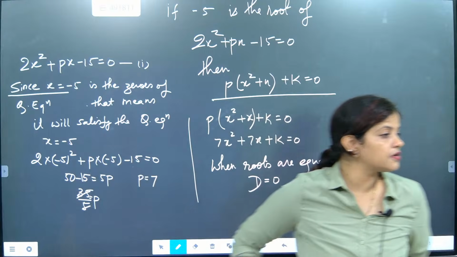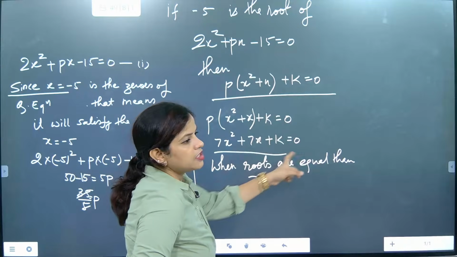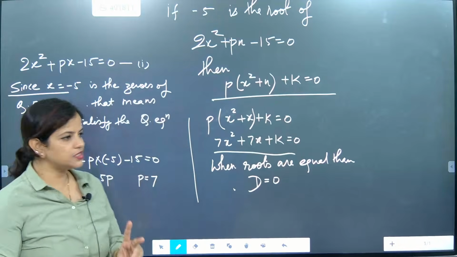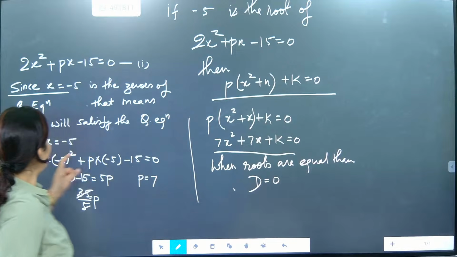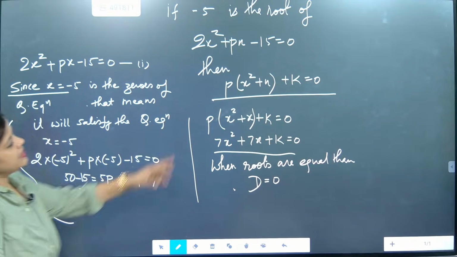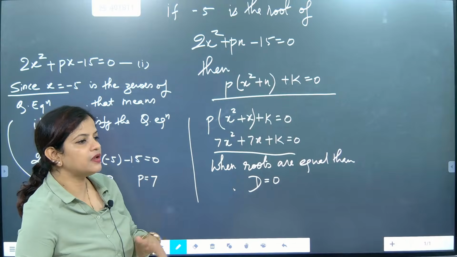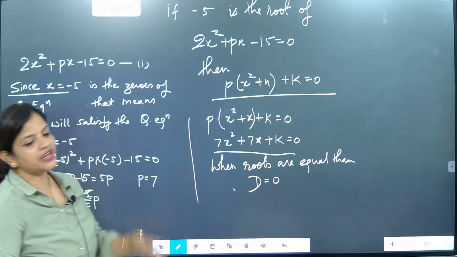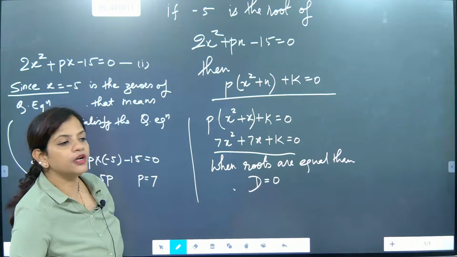See, you did nothing. Two equations were given to you. In one equation, you got the value of p. In the second equation, you just substituted the value of p. The value of p came 7, so it will become 7x square plus 7x plus k. So D will be equal to 0.